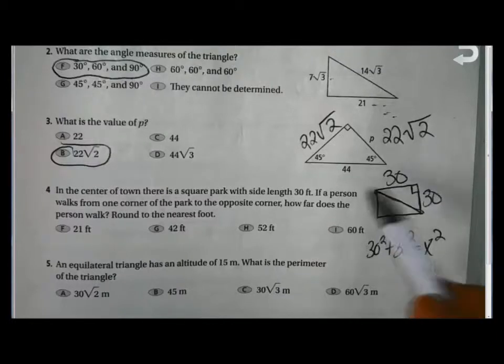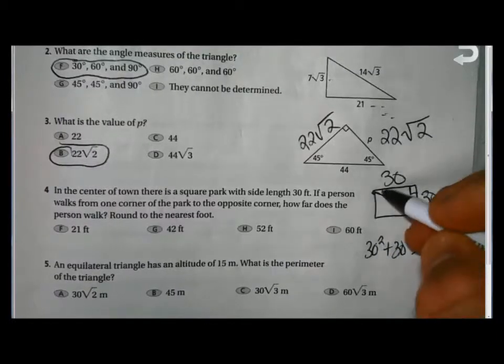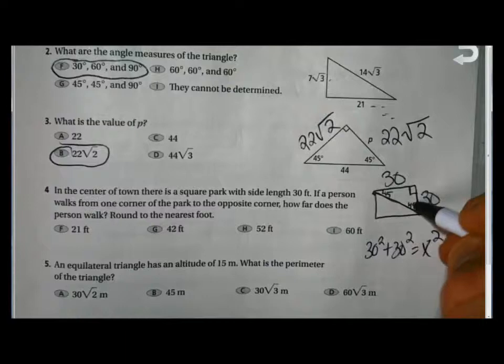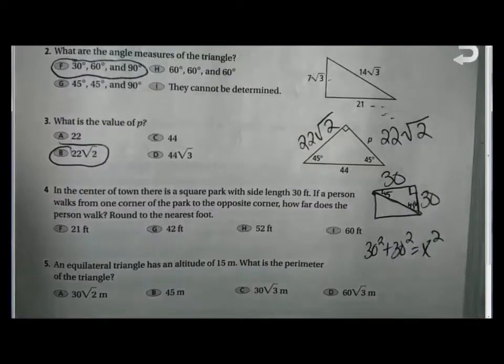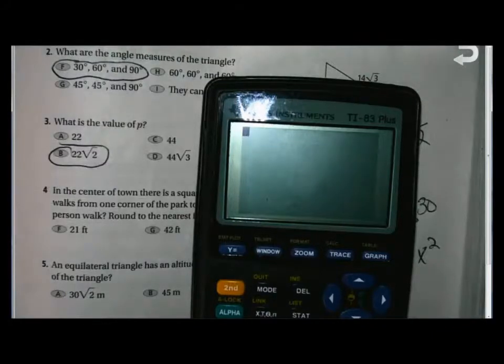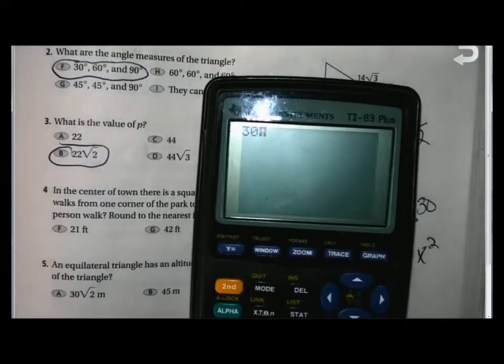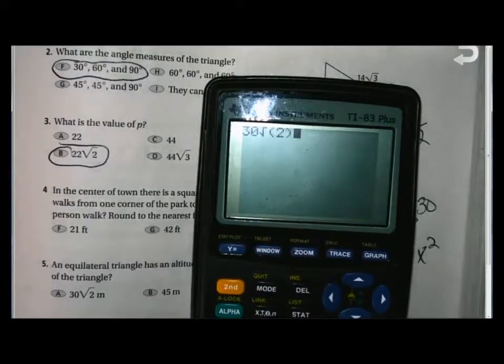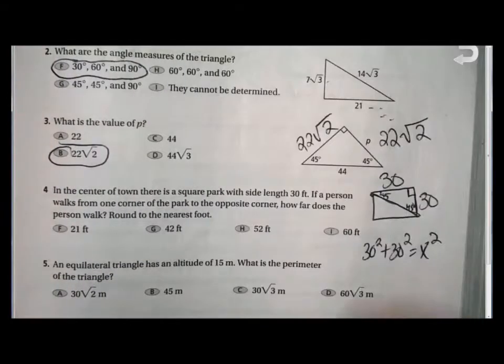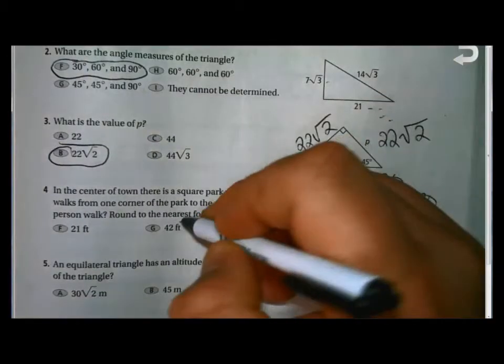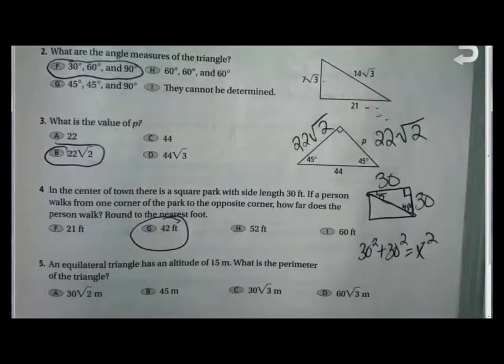But again, from knowing that this is 45 and 45, and if these two are the same, then this is 30 times the square root of 2. Well, in our calculator, we get 42.42. So we know that 42 feet is our answer.